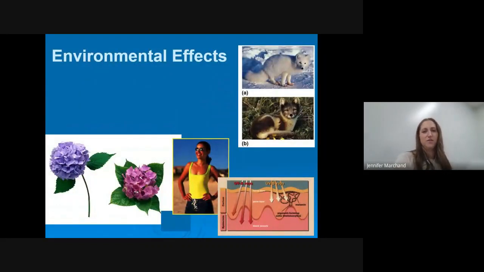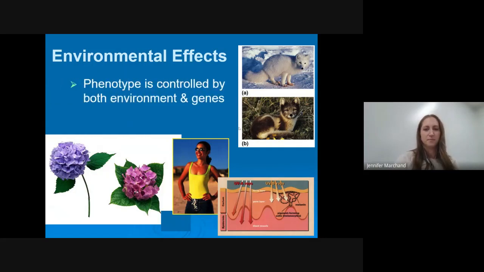Again, here we go. We have environmental factors. Depending on what you're looking at here, these are both the same kind of fox, but they've adapted. This fox right here is going to be white so he blends in with the snow, and that one's going to be brown so that he can fit in with the surroundings around him. Same thing, these flowers over here change color based on their soil or the sun. We change color based on how much time we spend in the sun. It changes our pigment and how much pigment we have. Phenotype is controlled by both genes and the environment.